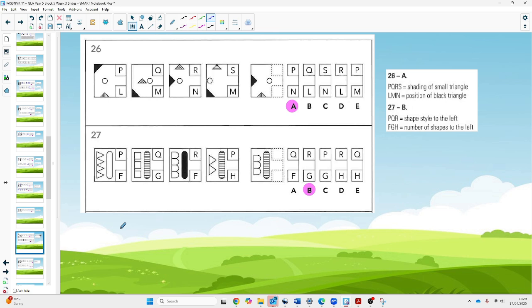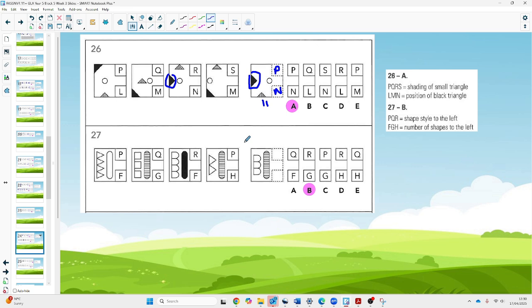26, the answer is PN, and the top letter represents the shading of the small triangle. So again, if we just have a little look at the different types of shading, it's actually quite subtle. So they're all hatched, but we need it to be going vertically. So therefore we require a P as our top letter. And then the second letter is the position of the black triangle. So just looking carefully at where that triangle is positioned. Ours is here on the left hand side, and it's there, so we know we need an N.